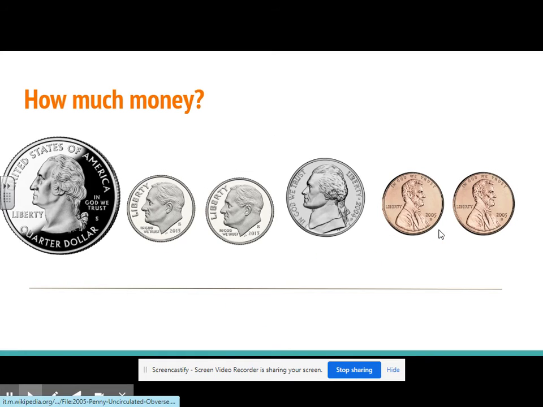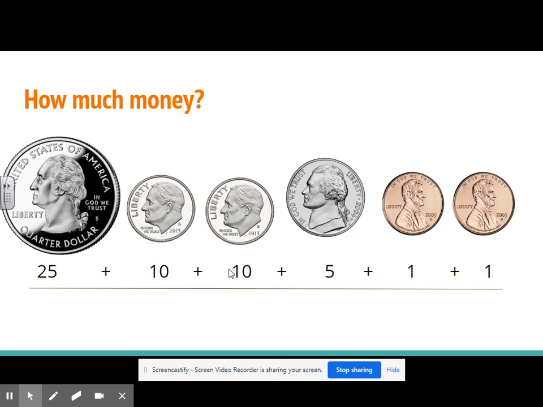Let's try one more. Okay, maybe this time I reached into my other pocket, and these were the coins that I had in my pocket this time. All right, I had a quarter, which is worth how much? 25 cents. I had 2 dimes, which is worth what? 10 cents each. I only had 1 nickel this time, which is worth 5 cents, and then I had 2 pennies, which are worth 1 cent each. So my equation would look a little something like this.